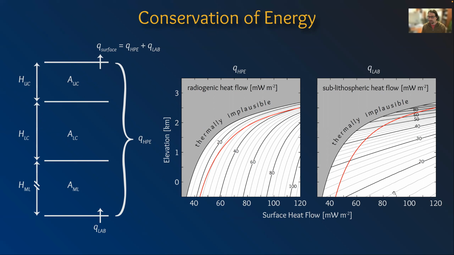So the effect of lithospheric heat flow is fairly direct. As I increase lithospheric heat flow, I tend to increase elevation. I don't tend to increase the heat flow nearly as much as I do if I increase the surface heat flow. So here, if I increase the surface heat flow, I tend to increase just the surface heat flow and not the elevation nearly as much.